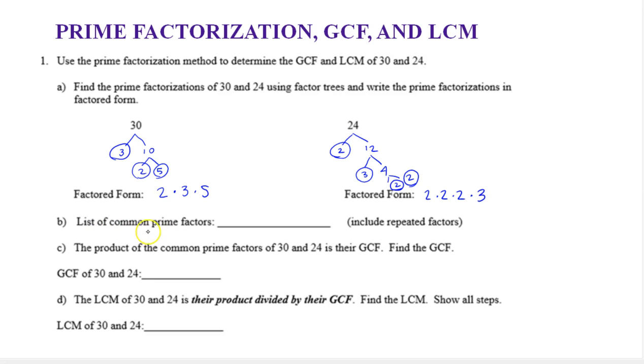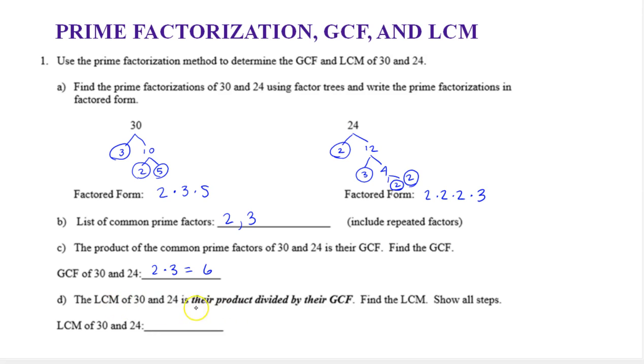So list of common prime factors. Well, notice they each have at least 1 factor of 2. Okay, this one has more factors of 2, but 30 only has 1. It says to include repeated factors. We don't have any repeated factors here. And they each have a factor of 3. Okay, so we're finding what they have in common, and then the GCF is the product of these 2 factors. So 2 times 3 equals 6. So the GCF of 30 and 24 is 6.